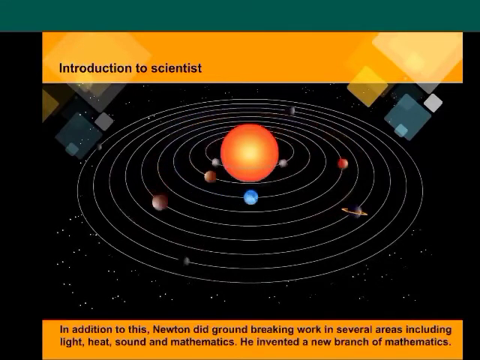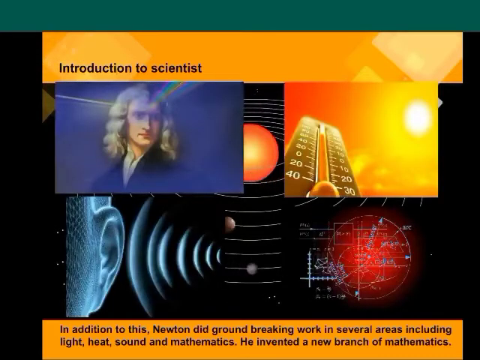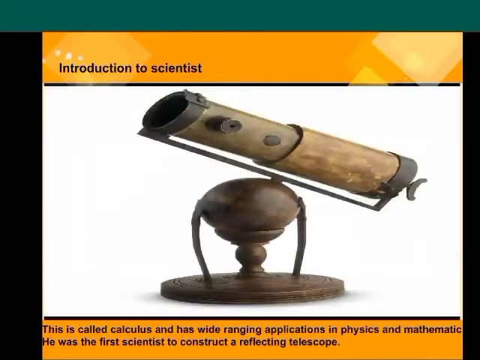In addition to this, Newton did groundbreaking work in several areas including light, heat, sound, and mathematics. He invented a new branch of mathematics. This is called calculus, and has wide-ranging application in physics and mathematics. He was the first scientist to construct a reflecting telescope.